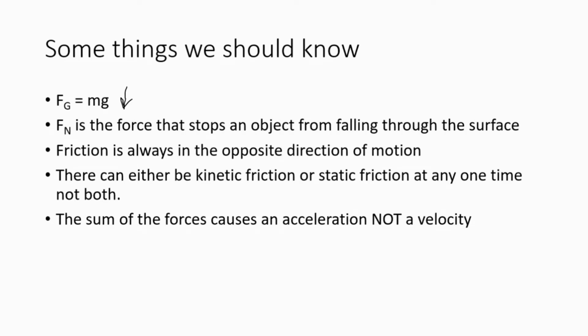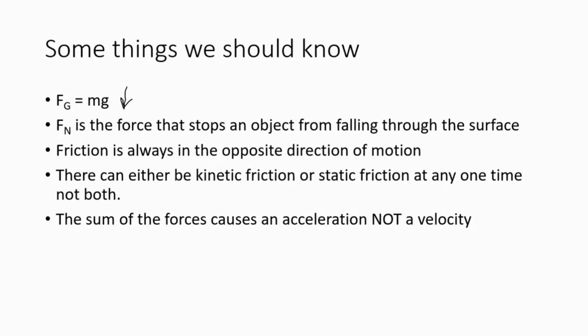And again, to go back, there are things that we should know ahead of time. We should know the equation for force of gravity. We should know the force of gravity is always down. We should know the normal force is the force that stops an object from falling through the surface. We cannot say that it's always equal to the force of gravity, right? It's going to vary for each situation. So the normal force is the force required to stop an object from falling through a surface. So we want to keep that in mind.